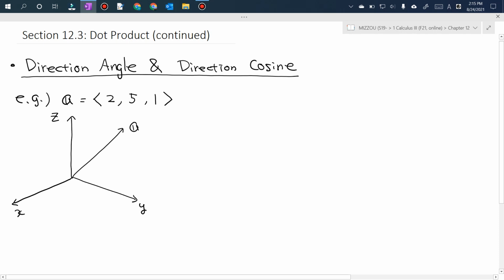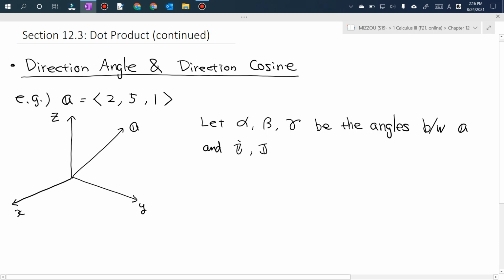Now let alpha, beta, gamma be the angles between the vector A and i, j, k respectively. What does that mean? That means the vector i is essentially the unit vector on the x-axis.